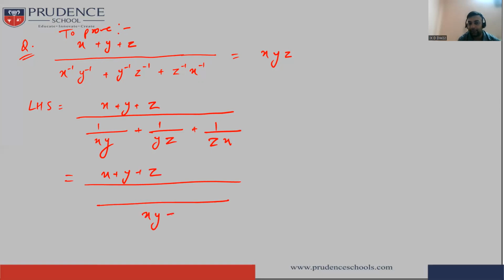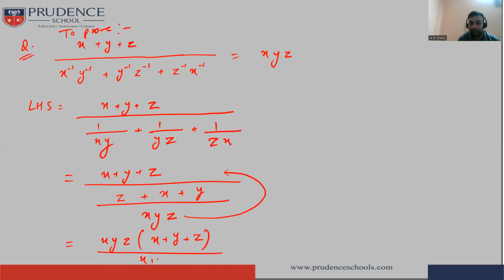you can take the LCM here, you will get z because xy will get cancelled. So z is remaining, z into 1 becomes z. Here yz is already there, so you will get x here, and here you will get y. Now this xyz will go to the numerator. You will get x into y into z into x plus y plus z upon x plus y plus z. And these two will get cancelled. And the final answer is xyz, which is equal to RHS, right?